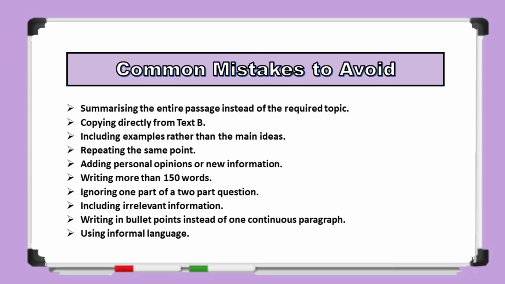Finally, avoid the common mistakes that many candidates make. Do not summarize the entire passage when only one topic is required. Do not copy directly from text B, include examples instead of main ideas, repeat the same point, add your own opinions, exceed the word limit, ignore one part of a two-part question, include irrelevant information, or write your final answer in bullet points. Always write one clear, continuous paragraph using formal language.